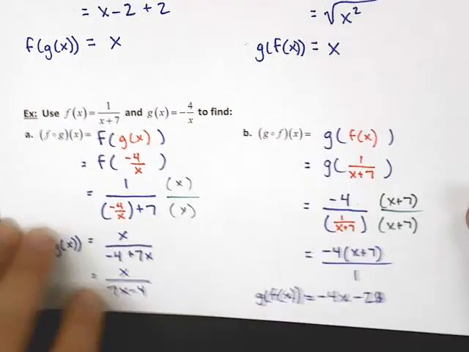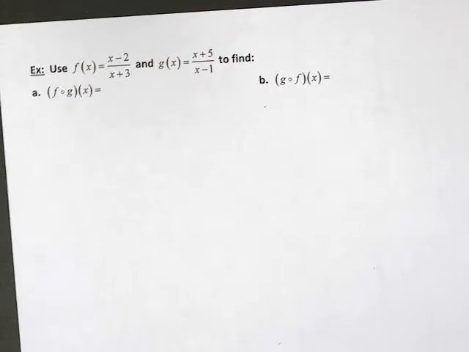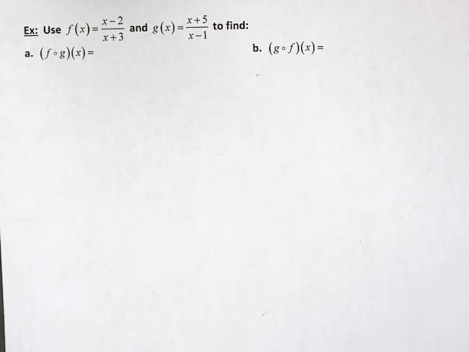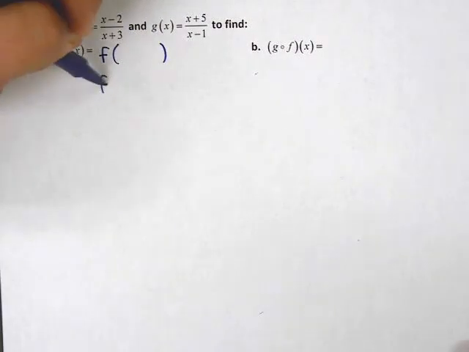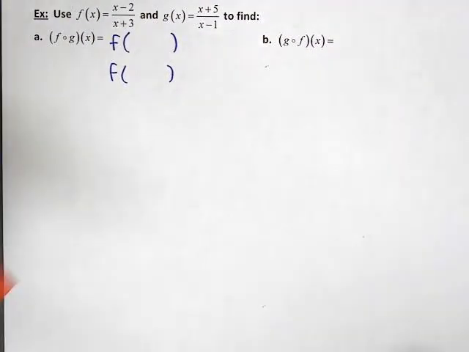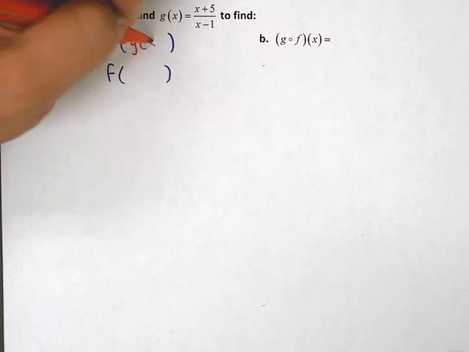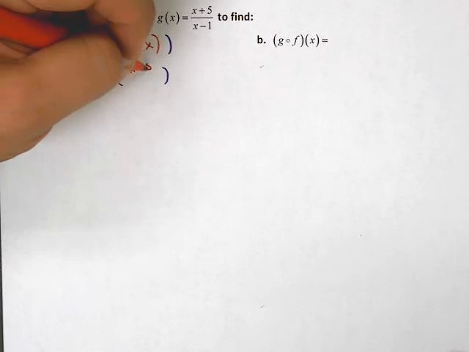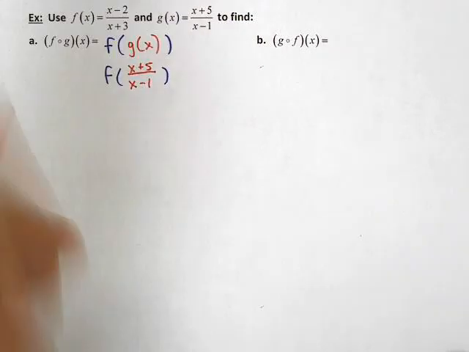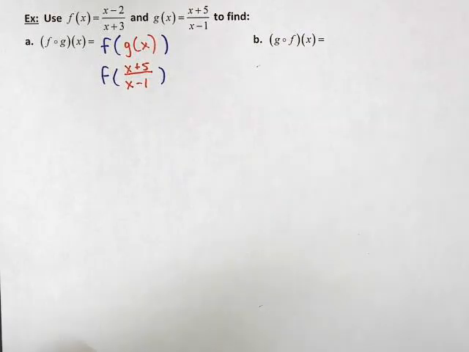All right, almost done. I know this is a long one. This is a good example, definitely something that we should understand how to do. Okay, fractions are getting a little trickier. So we start the exact same way. We know that this is f of g of x, and now this time g of x is x plus 5 over x minus 1.